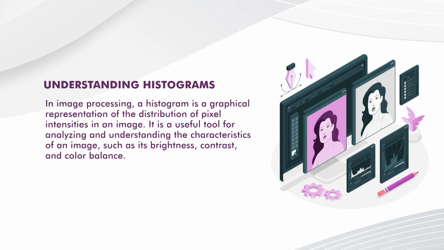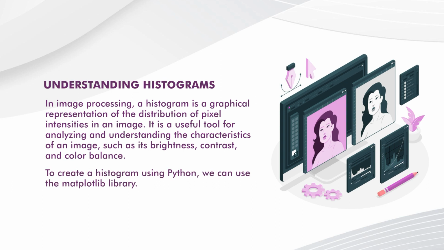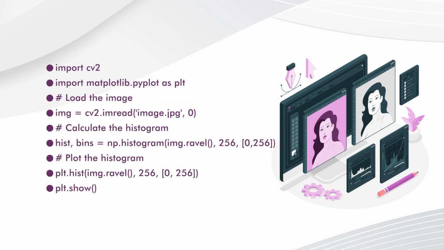In image processing, a histogram is a graphical representation of the distribution of pixel intensities in an image. It is a useful tool for analyzing and understanding the characteristics of an image, such as its brightness, contrast, and color balance. To create a histogram using Python, we can use the matplotlib library for plotting. Here is an example code that demonstrates how to create a histogram of a grayscale image.